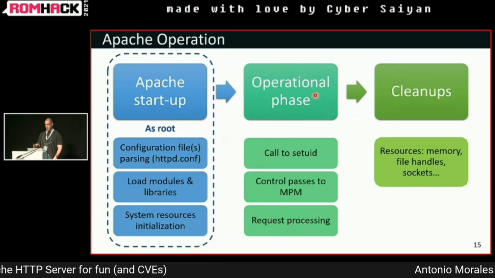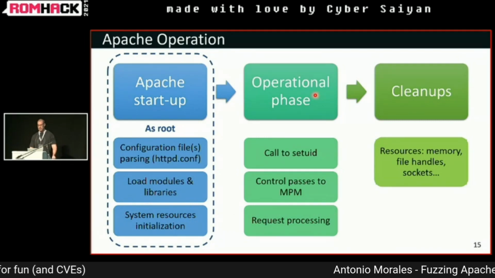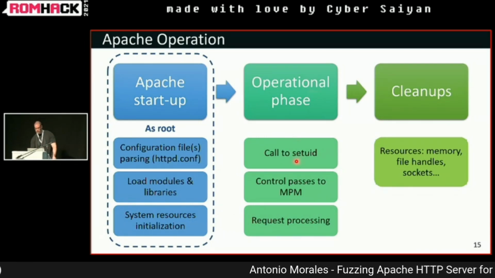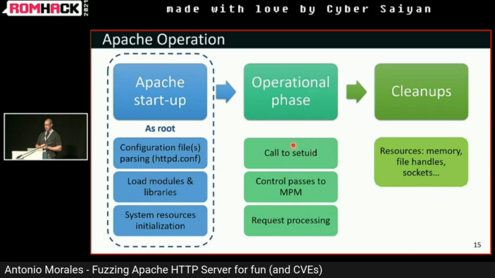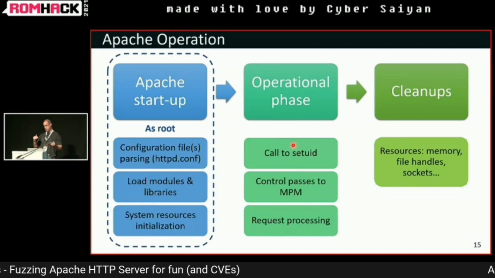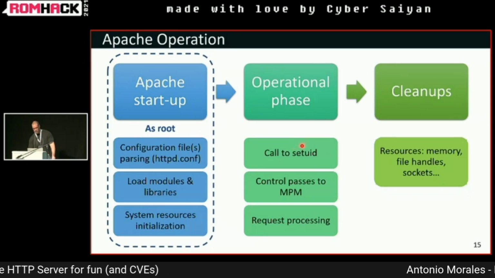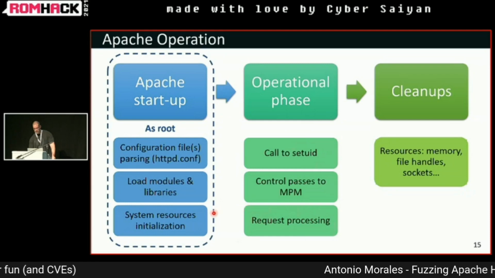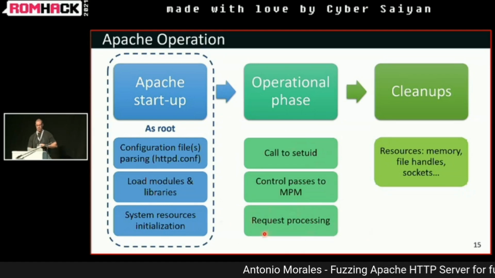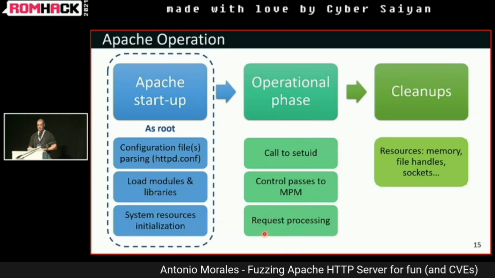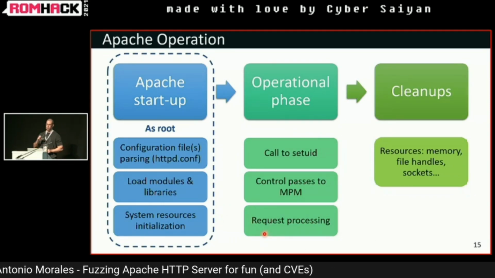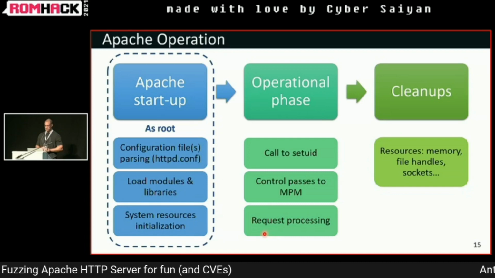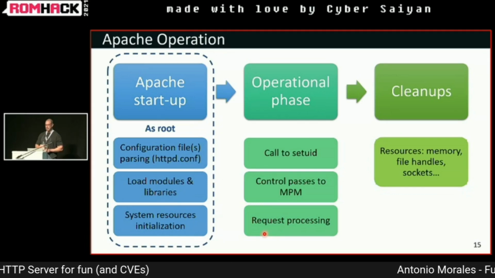In this stage, the first thing that Apache does is to call the setuid function in order to change from root to a regular user. It also includes the request processing itself. And the third one is the cleanup phase. In this last stage, Apache releases all the resources, including memory, file handles, or sockets.